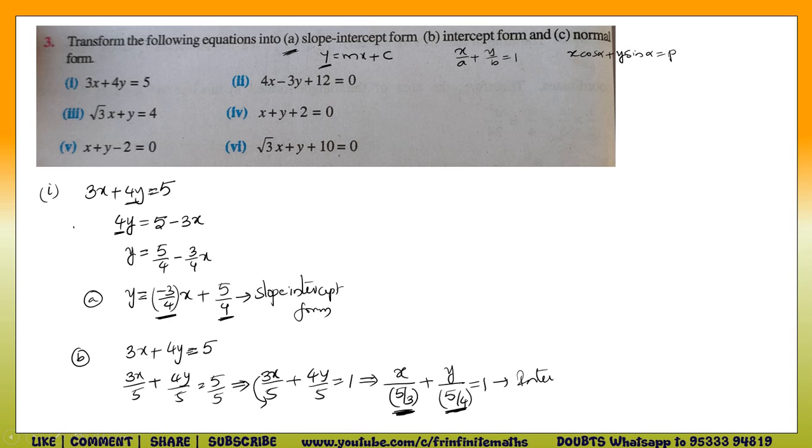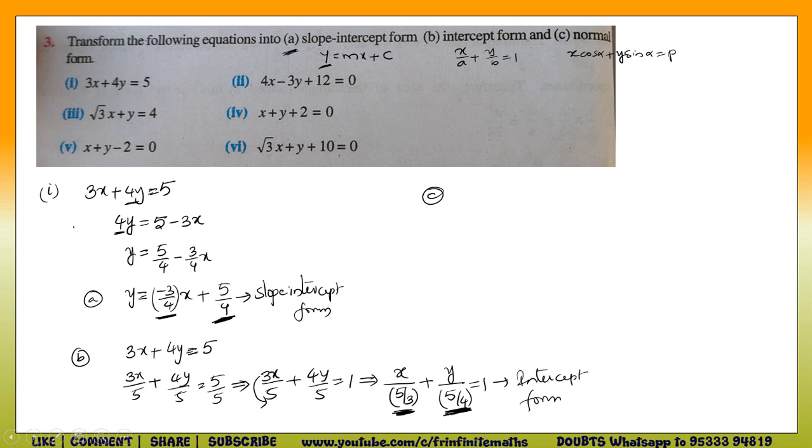That means any standard line equation we can represent in any of the forms. So we have represented it in slope intercept form, and we have represented it in intercept form, right? If you observe, in intercept form 5 by 4 is the y intercept, and here also 5 by 4 is my y intercept. Both gave the same answer, right? Next, moving on to the third form.